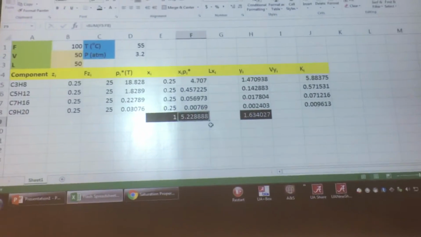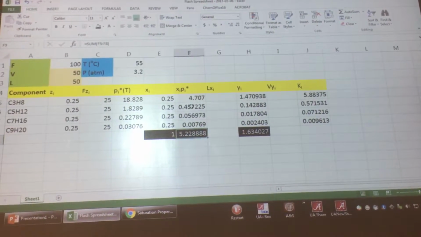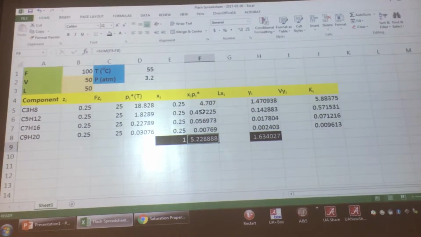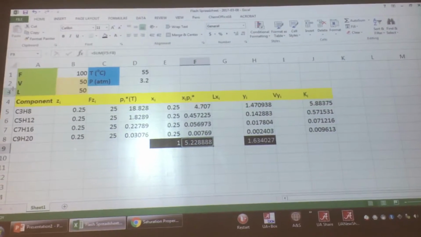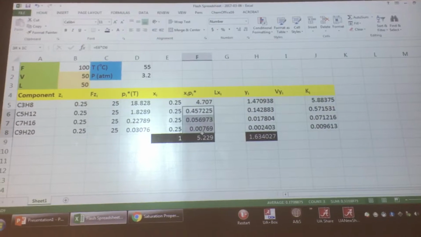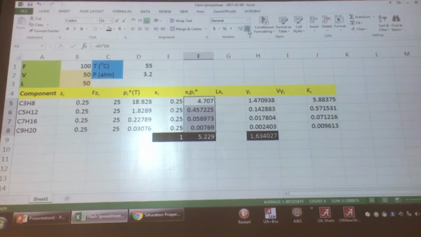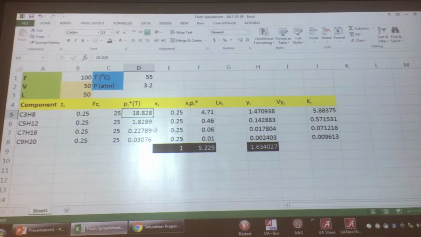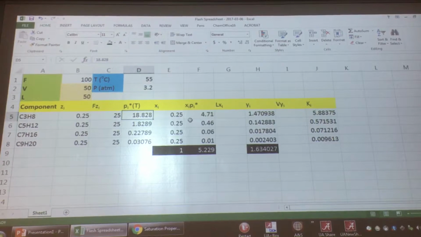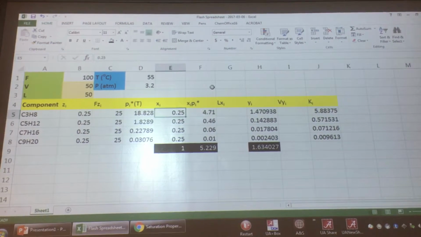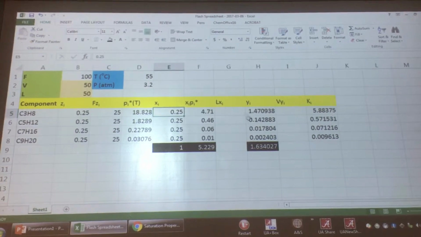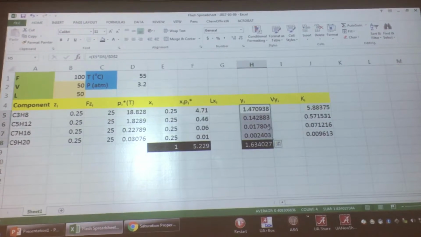So right now, by saying that the xi's are each 0.25, I wind up with a total pressure of 5.23. So that's not going to work, right? Plus, we might expect propane to be much less in the liquid phase than the others, given the relative volatility. Propane has a vapor pressure of 18.8 atmospheres as a pure component, so the idea that it's going to be 25% of the liquid phase is probably not the case. And likewise, it's probably going to be way more in the vapor than the other components.